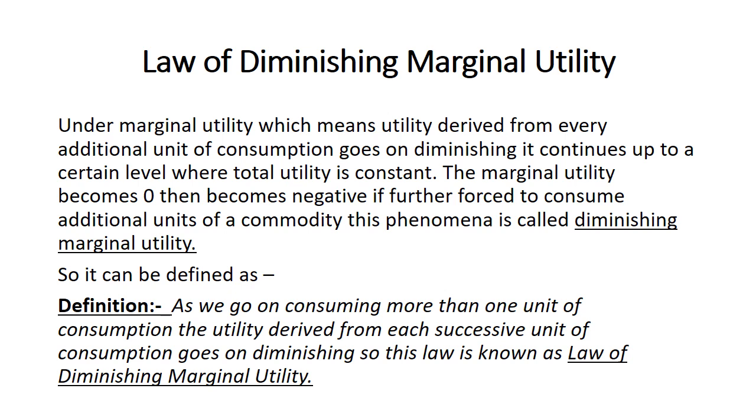This means that whenever we are consuming a commodity, the marginal utility is at its maximum initially, and as we go on consuming more and more units of a commodity, the feeling of satisfaction goes on diminishing, and at the last unit maybe it becomes zero, and then if you're forced to consume further, it will become negative, and this phenomena is termed as diminishing marginal utility. This phenomena was given in the form of a law which is universal for each and every individual, and that is why it is known as the law of diminishing marginal utility.